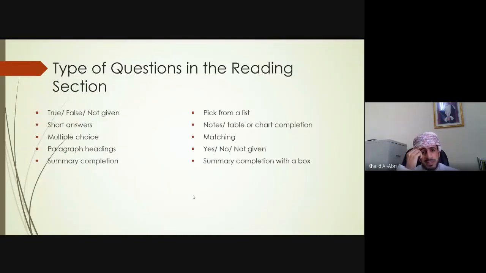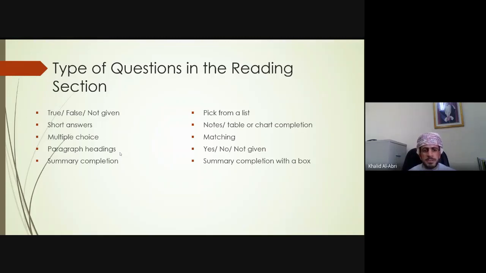What are the question types in the reading sections? So here we have a list of questions. They include true, false, not given, or yes, no, not given. So they are similar. Short answers, multiple choice, paragraph headings. With paragraph headings, there is a list of headings because English articles have different paragraphs. So each paragraph has a certain idea, and there is a list of headings. You need to match them.